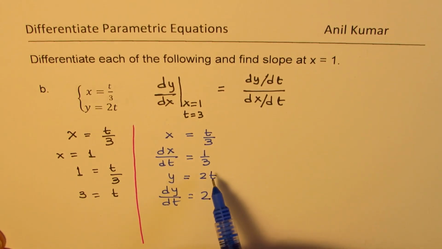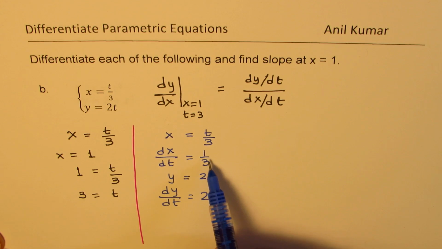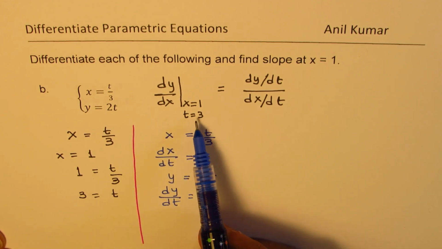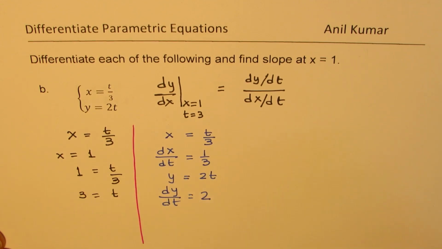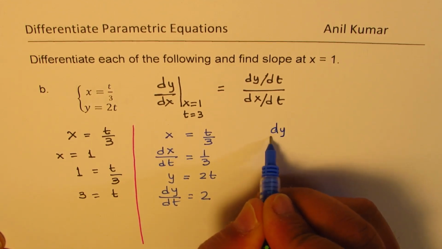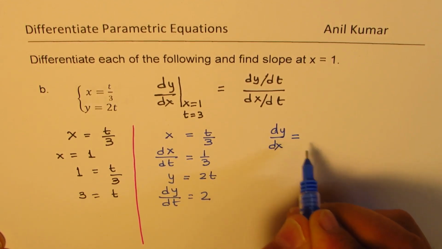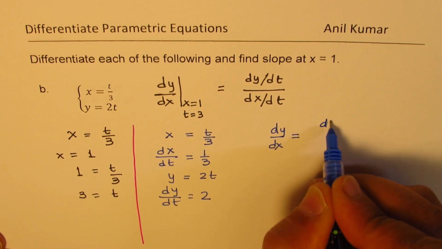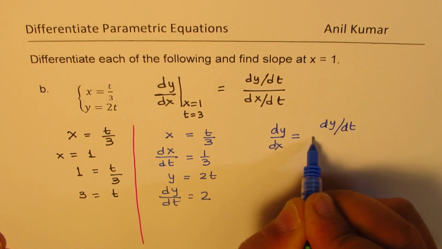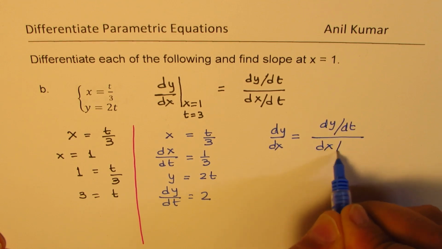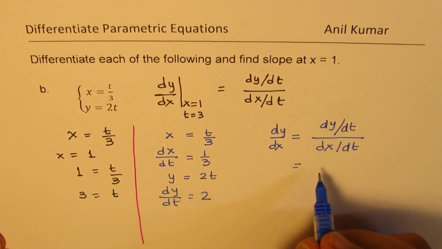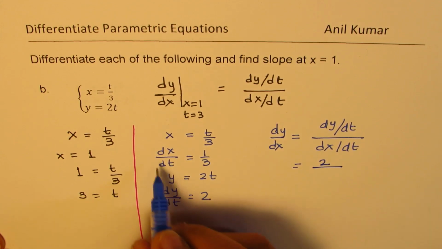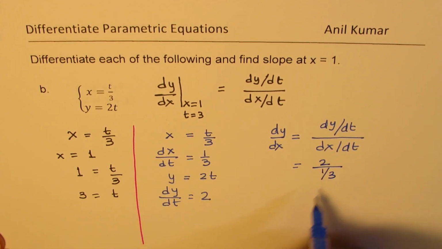Right. Now, both are independent of t, right? So we don't have to bother about the t value, correct? So now we can find what dy/dx is. dy/dx is dy/dt over dx/dt. In our case, dy/dt is 2 and dx/dt is 1/3. So we get this as equal to 6.